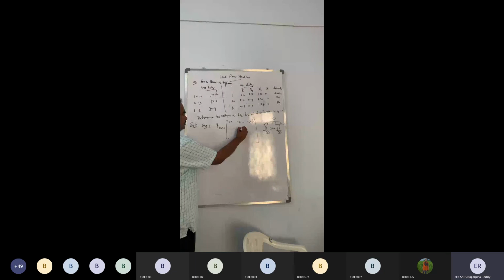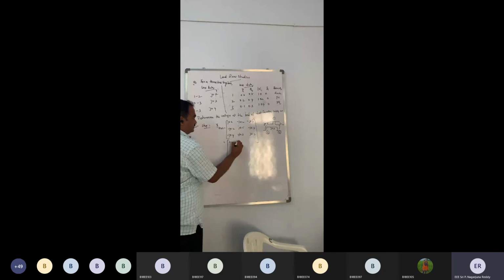Right. So it is J0.5, it is J0.7, and it is minus J0.4. Am I clear? Yes. Right. This is in polar format. So this is in rectangular format. So I'll convert it into polar format also.